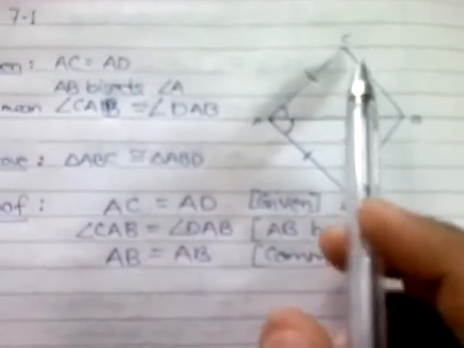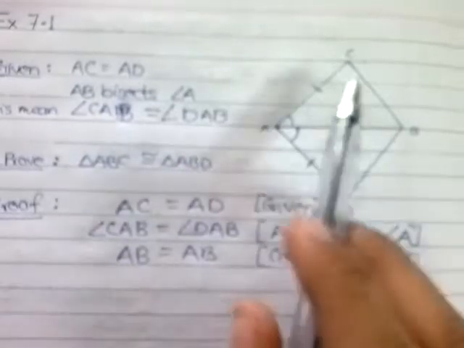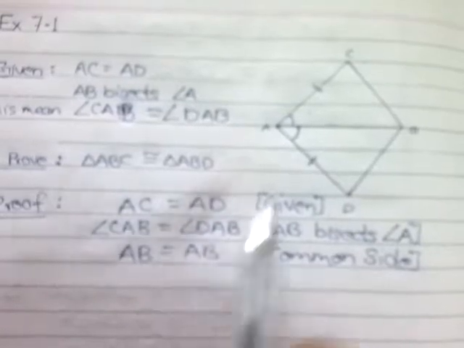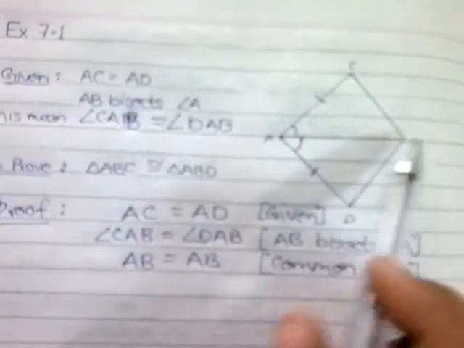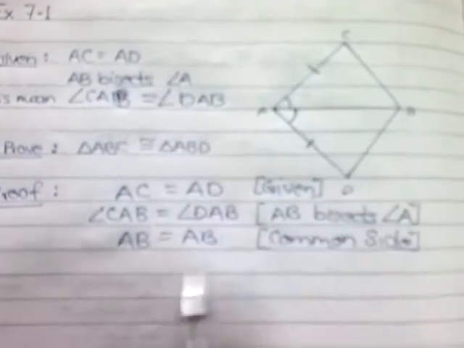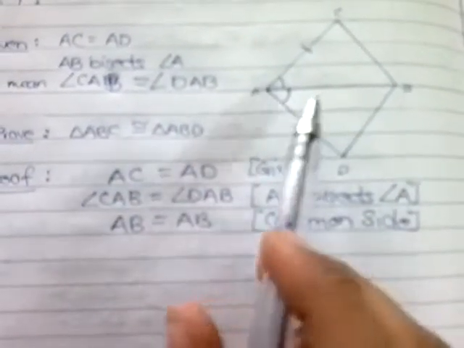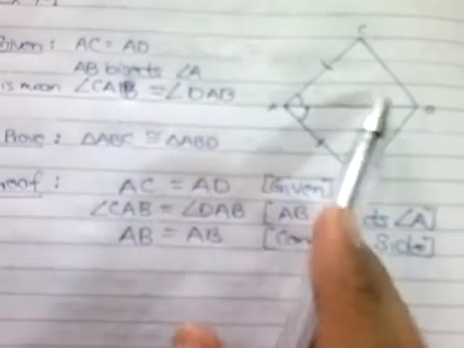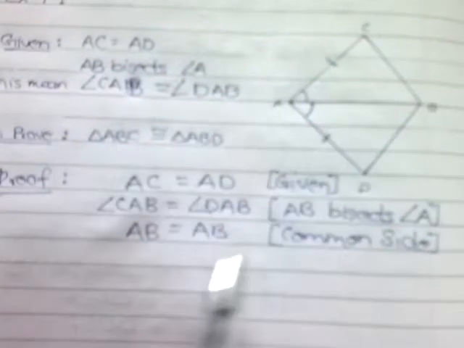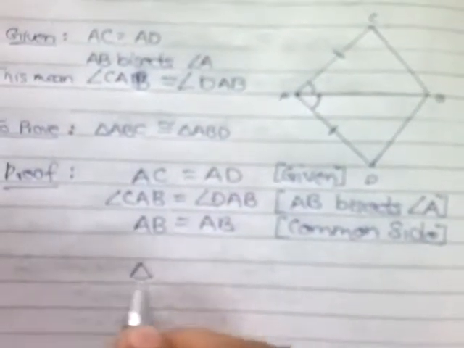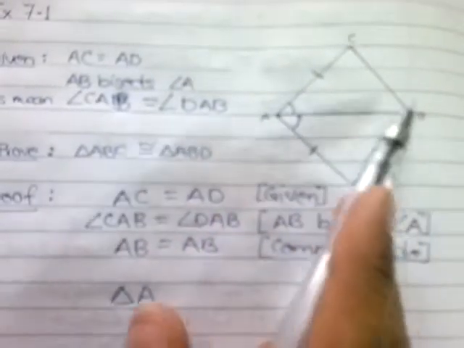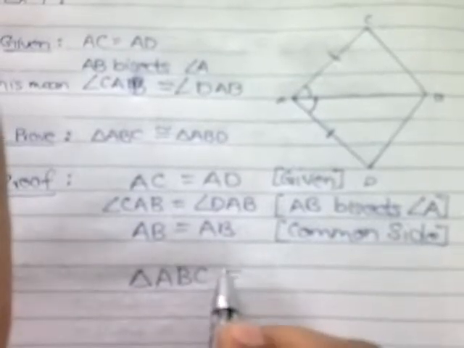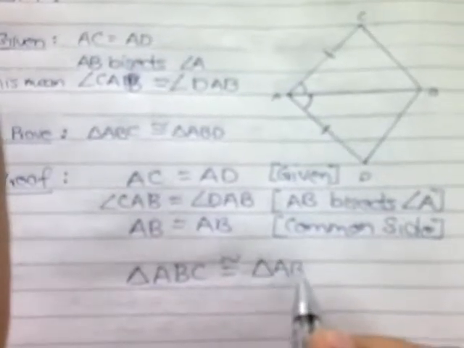So we have got three elements which are equal. One is AC is equal to AD, angle CAB is equal to angle DAB, and finally AB is equal to AB, because AB and AB are both the same. Of course, in the reason you should write common side. A minimum of three elements are required to prove that two triangles are congruent, right? So you can now write triangle ABC, as given in the question, as given in what we had to prove, is congruent to triangle ABD.